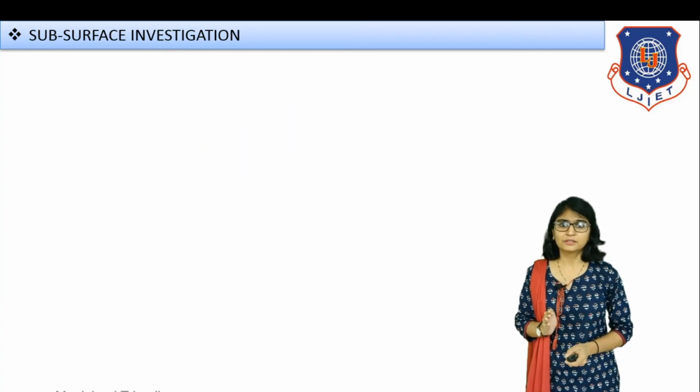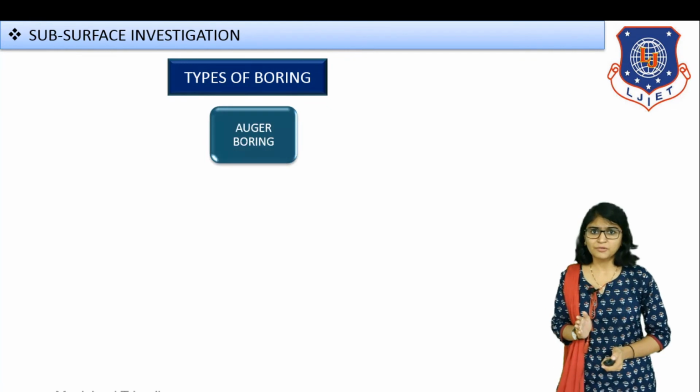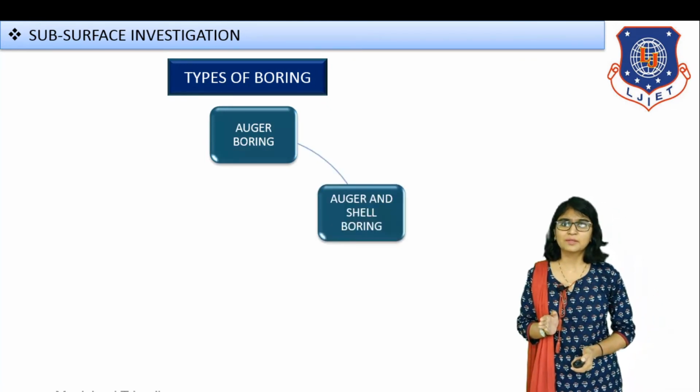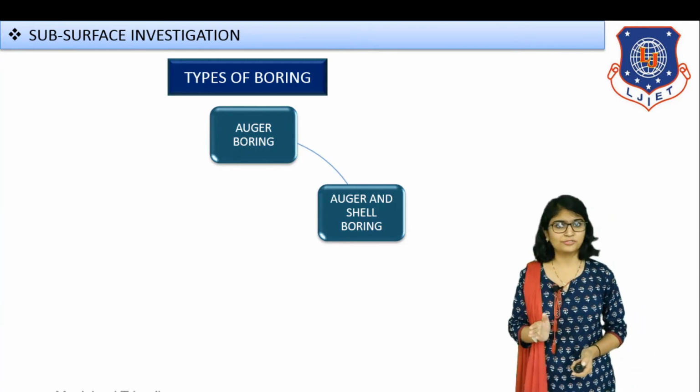Moving further to the next type, that is your boring method. Now you have plenty of methods in boring, right? Let us discuss the basic types. The first is your auger boring, and second is auger and shell boring. Both of them are the same.